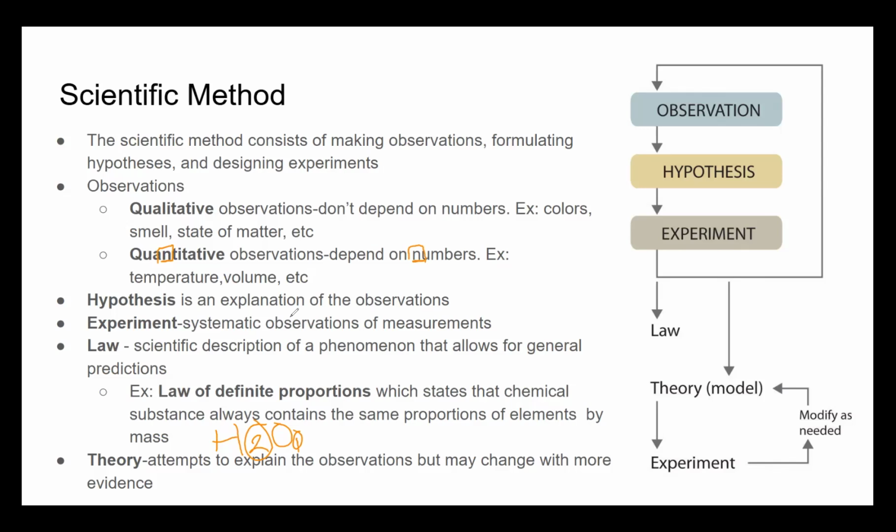A theory attempts to explain the observations, but it can change with more evidence. This has happened over time. We have the theory of relativity. We have the atomic theory. We have the theory of evolution. All of these attempt to explain what we've seen, but we don't have irrefutable proof that it happens in every single case. So it can change as we have increasing technology.